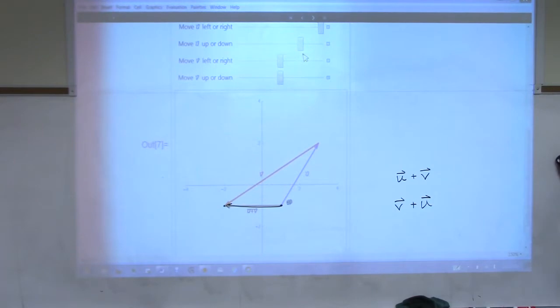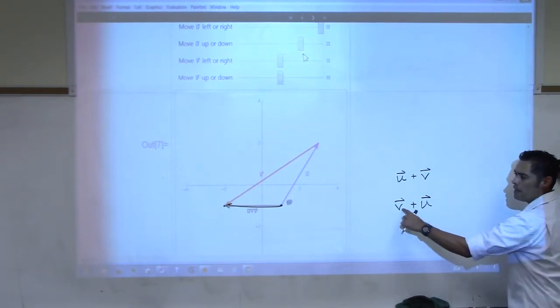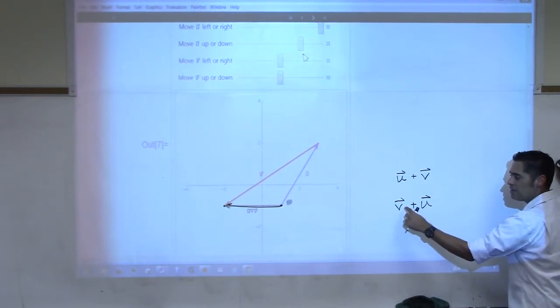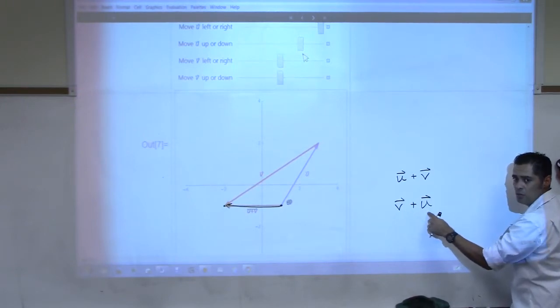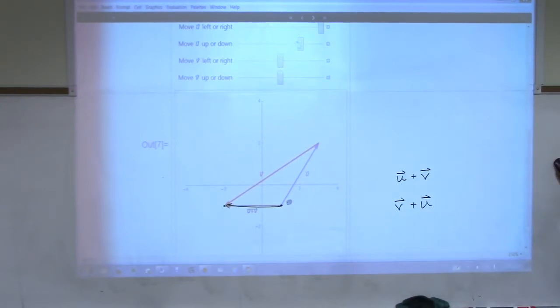Let's do this. We're going to take v, and attach the tip of v to the tail of u. So I need to move this u around, don't I? I don't know if I'm going to be able to do this. Okay, there we go. I can't move it down anymore. So how about I move v up? Is that all right? Okay, there we go. Now they're attached.